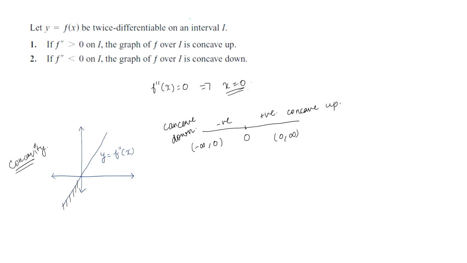At x equals 0, we know that f dash of x is 0. And at x equals 0, the concavity is changing. It was negative earlier and now it has become positive. So, the concavity changes at x equals 0. Therefore, x equals 0 is an inflection point. So, we have x equals 0 as an inflection point also.